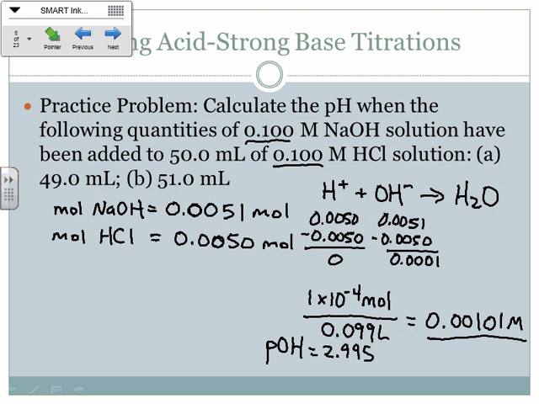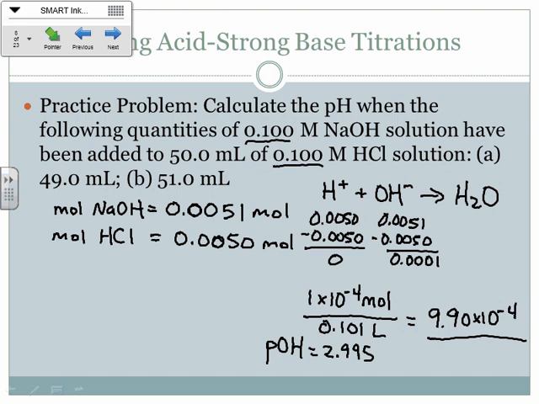Oh, yeah, I'm sorry. Your volume does change. Thank you. I was trying to be lazy. It didn't work. So now we've got 0.101 liters. So that does change your number a little bit. Now 9.9 times 10 to the negative fourth.